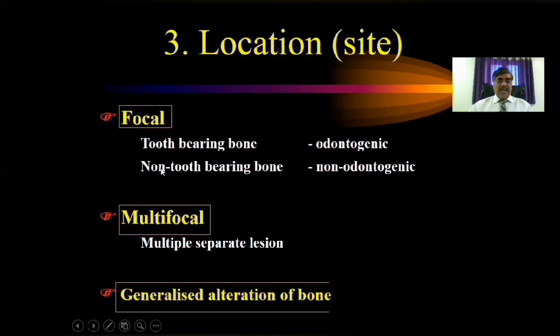The second group of lesions is multifocal. When you see lesions in different portions of the jaw, we call it multifocal. There is a set of conditions that can present as multifocal pathology. And if there is a generalized alteration of the bone pattern of the maxilla or mandible, we are dealing with a more systemic disease than a localized one.